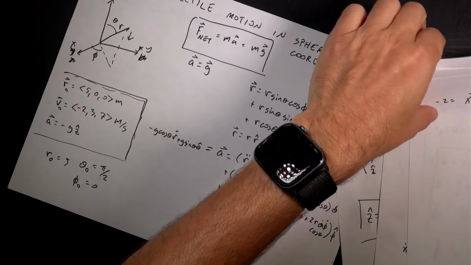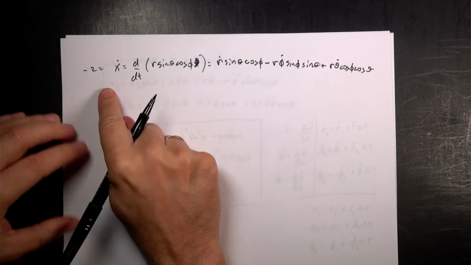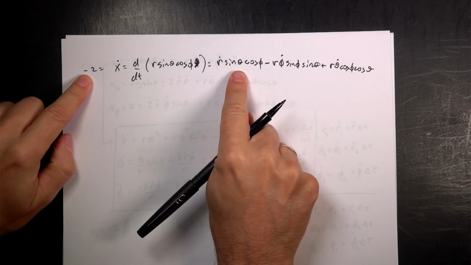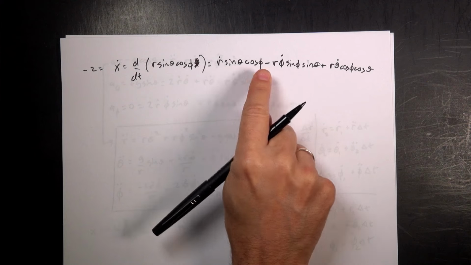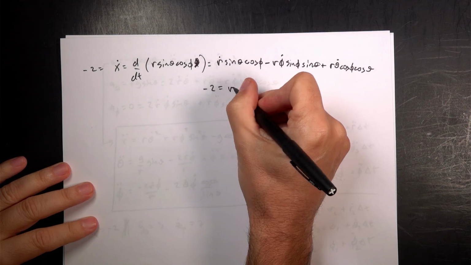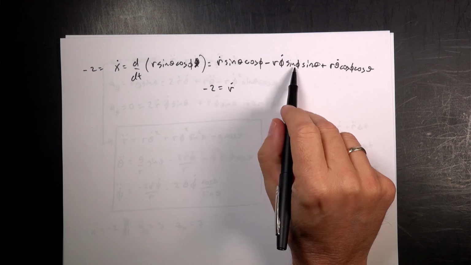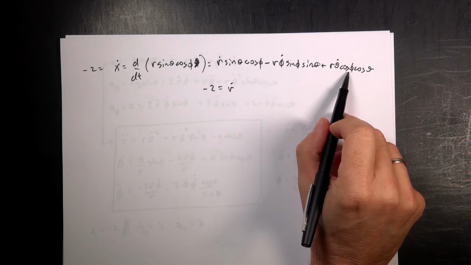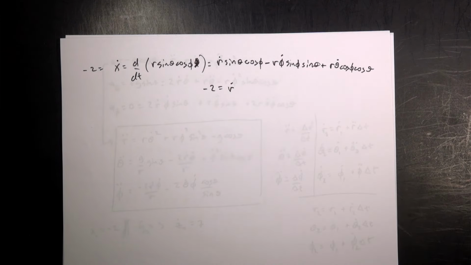So if I use those values for r, so -2, r dot I'm trying to solve for, sine of theta is equal to pi over 2, so that is equal to 1. Cosine of 0 is 1. So I get -2 equals r dot times 1. And then here I have sine of phi, but phi is 0, so that's 0. And then here I have cosine of pi over 2, so that's 0. Yeah, so I just get that.